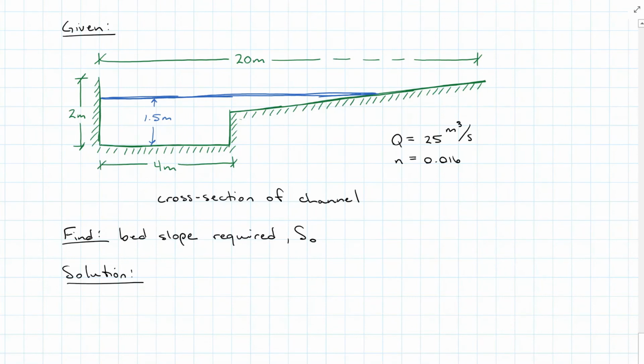What if we have a channel that is not rectangular, like this one here, where we've got this rectangular portion, but then it angles out to the side? The entire depth of the channel is 2 meters, but right now it's only running at 1.5 meter depth. The rectangular portion is 4 meters across and the entire channel is 20 meters across. We're given a flow rate of 25 meters cubed per second and a Manning's roughness factor of 0.016. Find the required bed slope to maintain this flow rate.